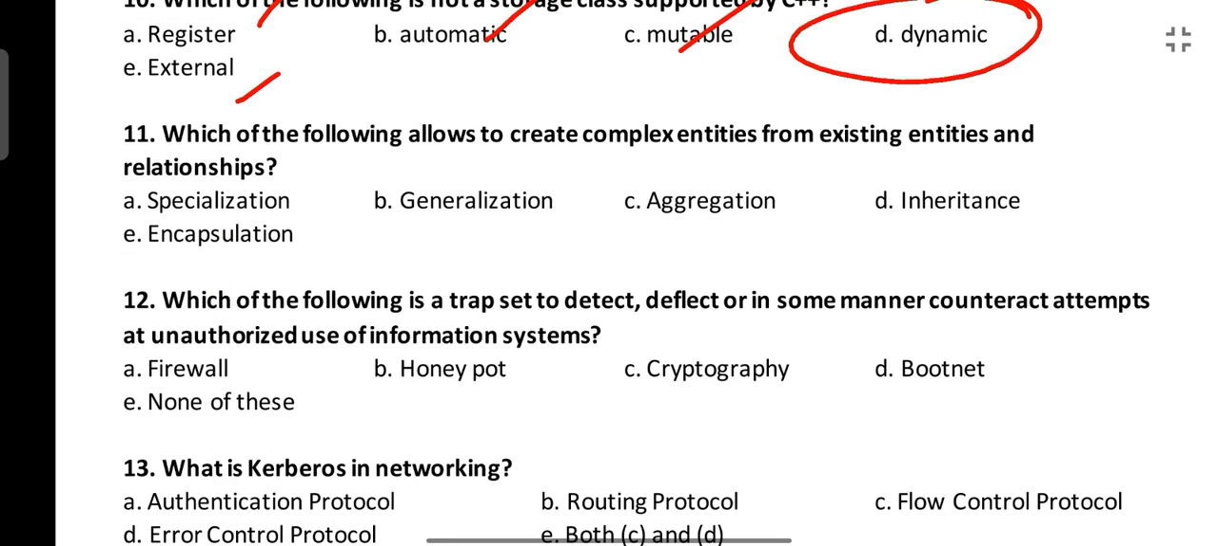Next is which of the following allows us to create complex entities from existing entities and relationships? Creating complex entities from existing entities is known as aggregation. Whenever we combine entities to form another entity, it is known as aggregation.